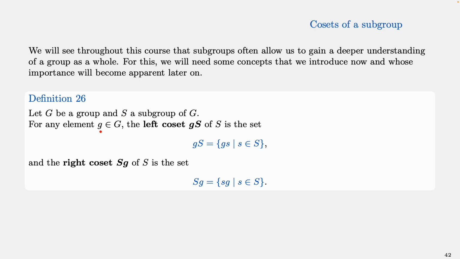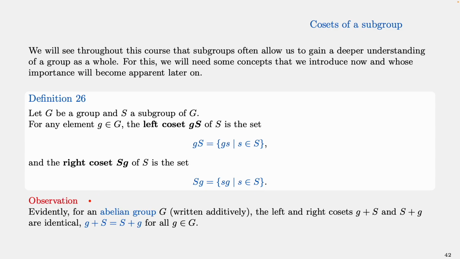Then for any element g in the ambient group G, we define the left coset, written gS, of the subgroup S to be the set that contains all products gs, where little s runs through all elements of the subgroup S. And analogously, we define the right coset, big S times g, as the set of all products sg, where little s runs through all the elements of the subgroup S.